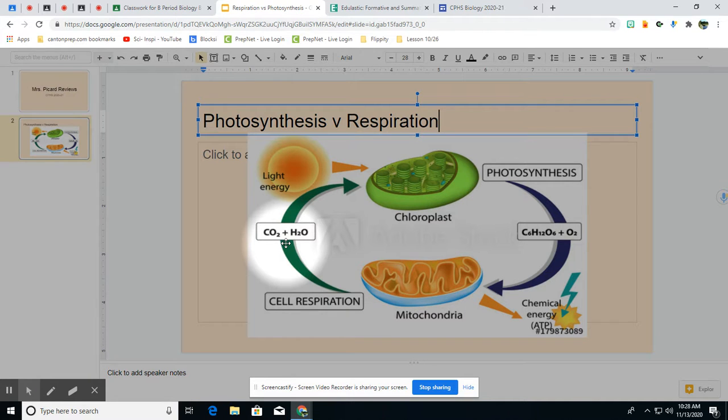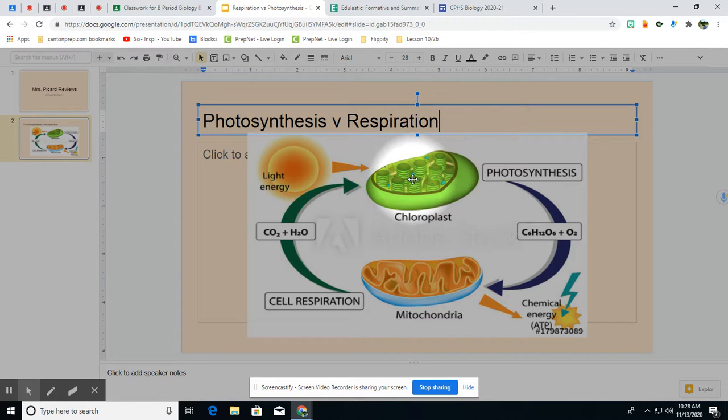And now the cycle begins again. The carbon dioxide and water, along with light energy, are used by the chloroplast in the light and dark reactions in the process of photosynthesis to produce sugar, and the cycle continues on and on.